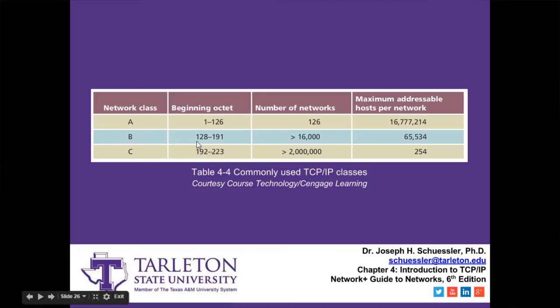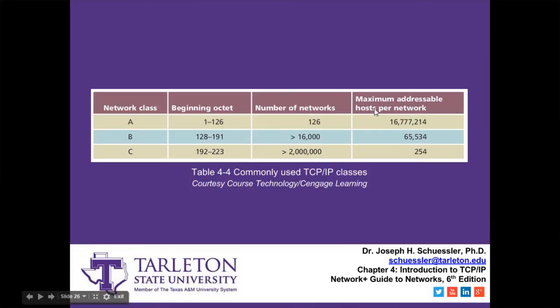Class B are 128. Notice that there's a skip between 126 and 128, and we'll come back to that in a little bit. So 128 to 191, that's a Class B network. We can have a lot more networks in a Class B network, but the number of hosts that are available on each Class B network is significantly fewer. A Class C, which is typically what you're going to see on a home network, operates from 192 to 223. Lots and lots and lots of networks, far fewer hosts per network.